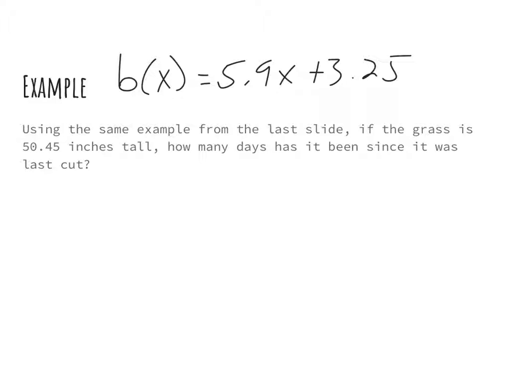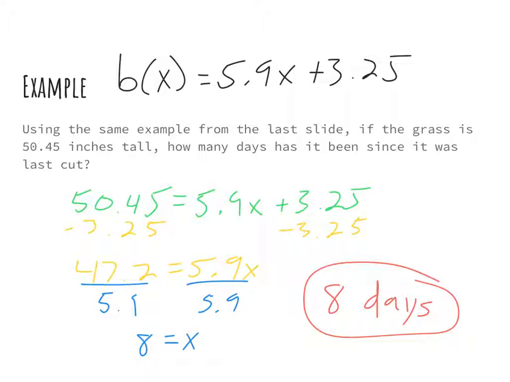Go ahead and pause the video and do this example problem before hitting play and seeing how you did. Okay, so now the problem is saying the grass is 50.45 inches tall now, and they want to know how many days it's been since it was cut. So we put the 50.45 in for b of x, because b of x is our current height. Then we solve for x by subtracting 3.25 from both sides. We get 47.2 is equal to 5.9x. Divide both sides by 5.9, and we get that it was cut 8 days ago.